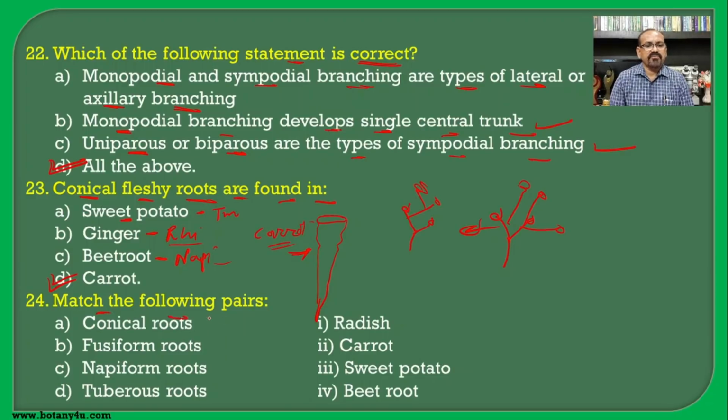Then match the following pairs. The conical root, as we have seen above, is an example, that is the carrot. Then fusiform root, example is radish. Then napiform root, example is beetroot, and the tuberous root, example is sweet potato.